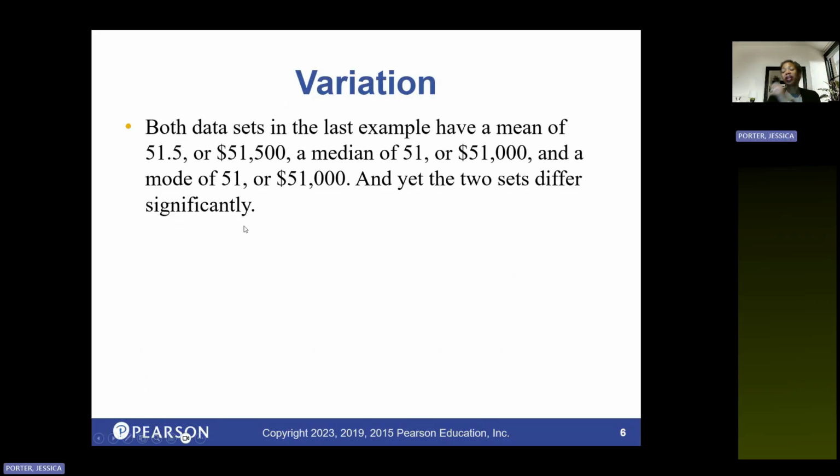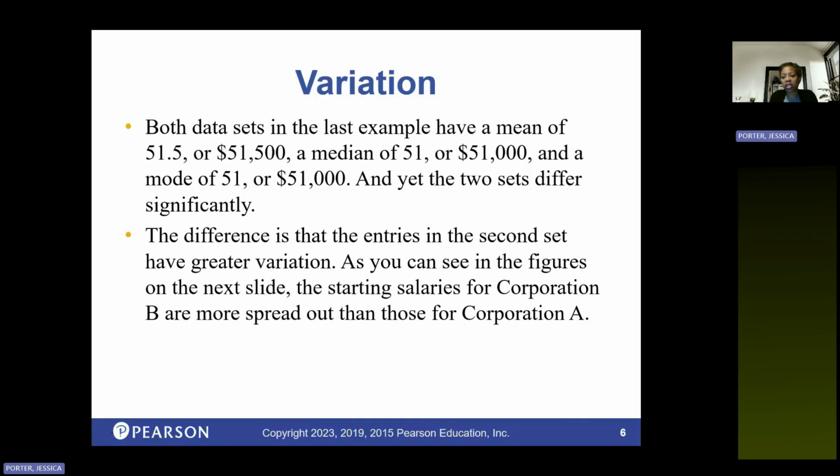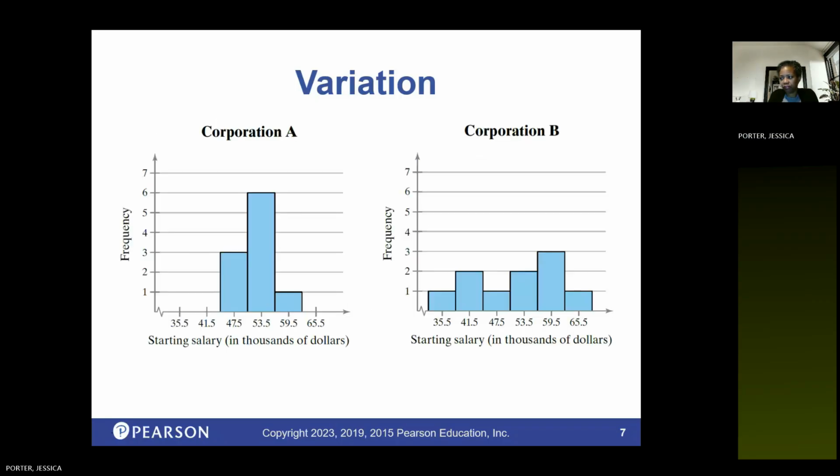Okay, and they're telling us both data sets have a mean of 51.5 or 51,500. Yet the two sets differ significantly. Why? Because there's such a greater variation in Corporation B starting points than Corporation A.